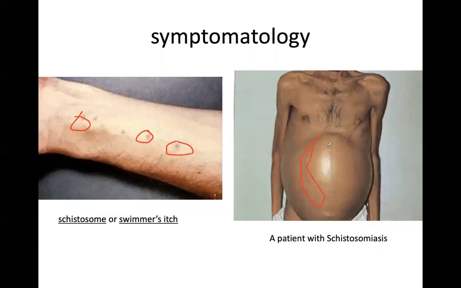It's in the chat. Why do you say mansoni? Why do you say mansoni and japonicum? Yeah, so because it exists in the portal vein and causes distension.